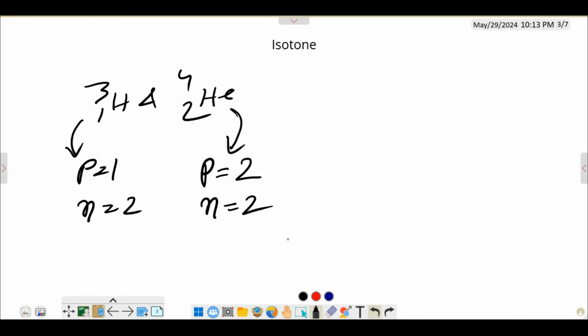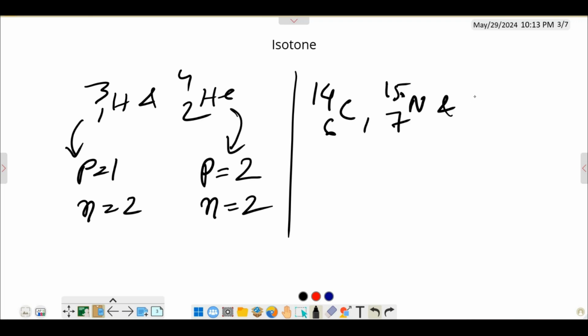We are taking another example. For example, we are having three atoms like 14C6, 15N7 and 16O8. So we are having atoms of carbon, nitrogen and oxygen. If you look at these three atoms, you can determine the number of protons is 6 in case of carbon, 7 in case of nitrogen and 8 in case of oxygen.